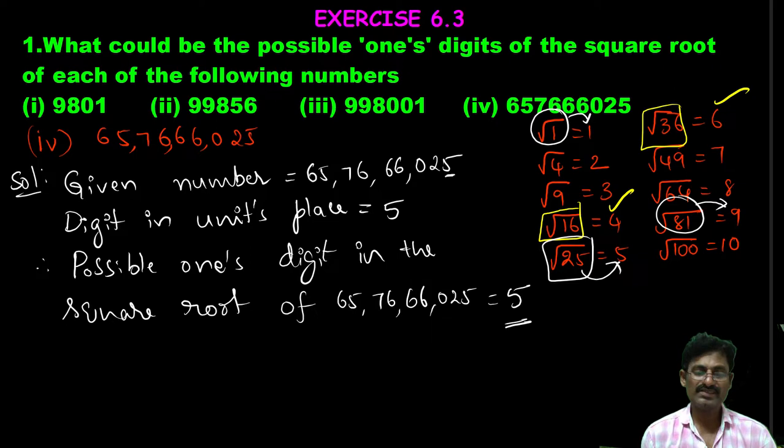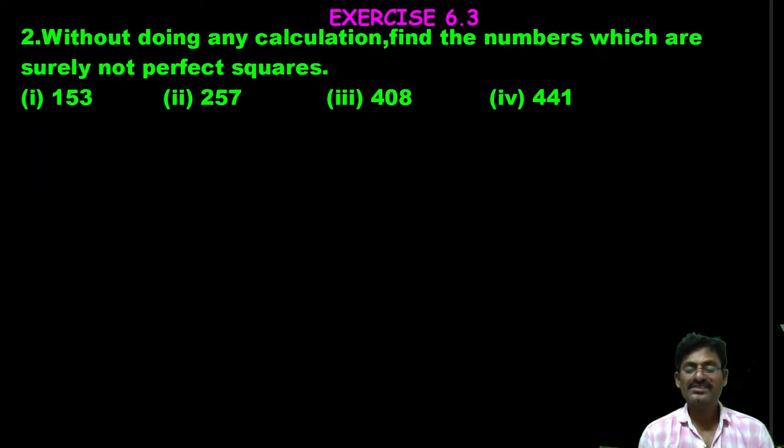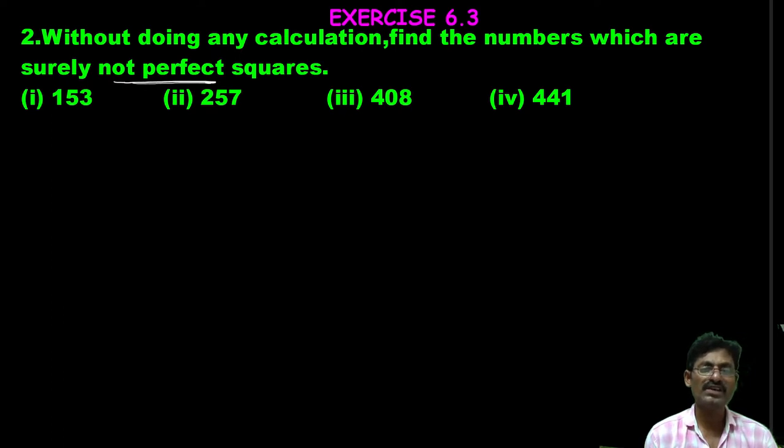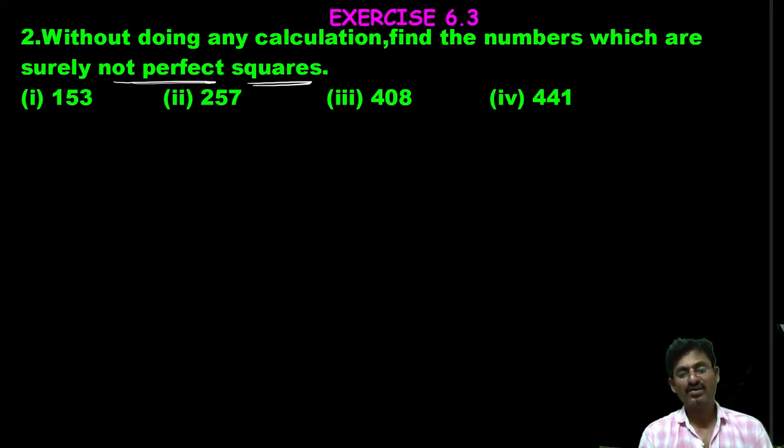Let us go to the next problem. Exercise 6.3, second problem. Without doing any calculation, find the numbers which are surely not perfect squares. So now let us check what type of numbers could be perfect squares.